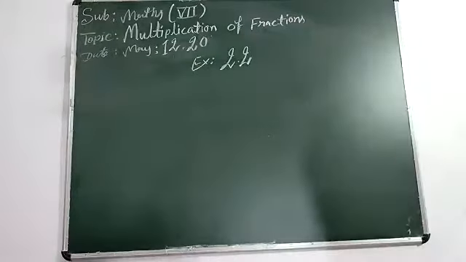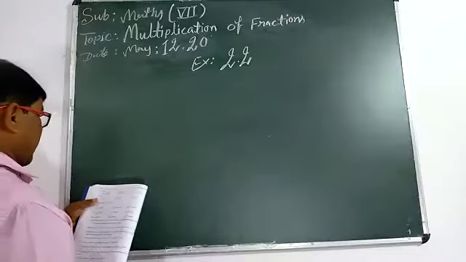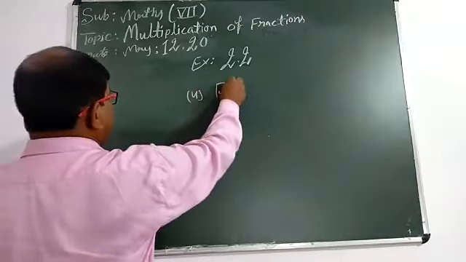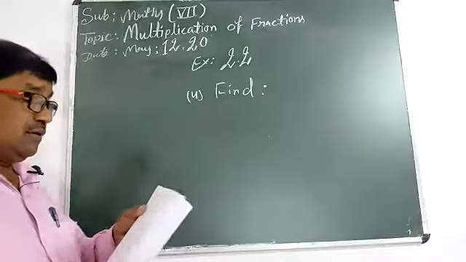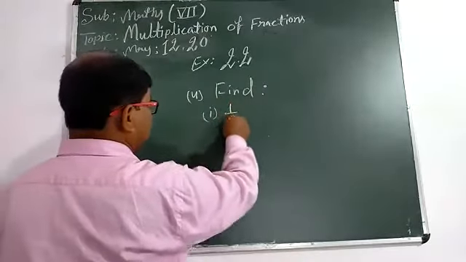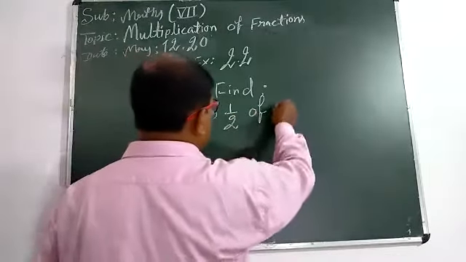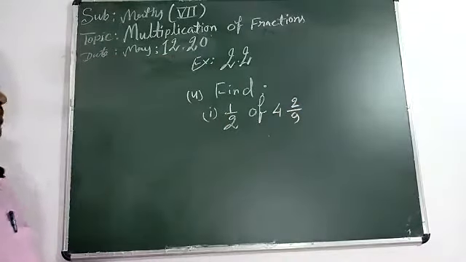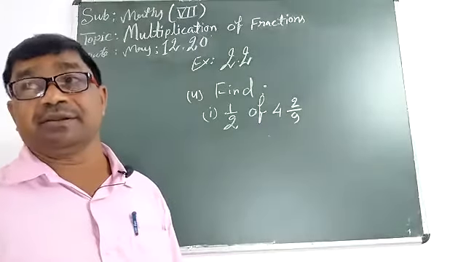Now, student, come to the fourth type of sum. Write in your book. Find 1 upon 2 of 4 whole number 2 upon 9. Find 1 upon 2 of 4 whole number 2 upon 9.